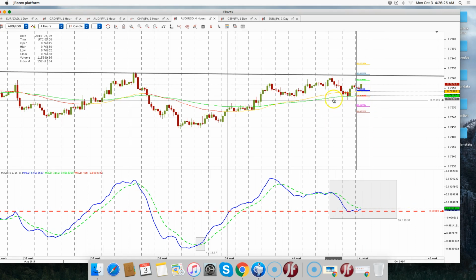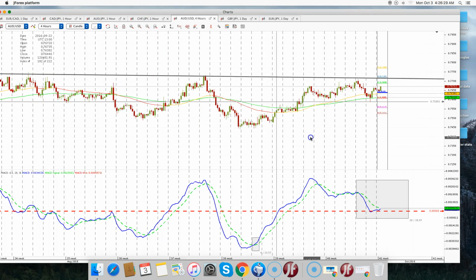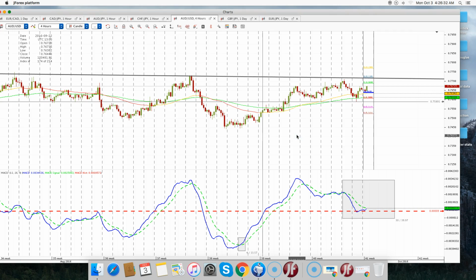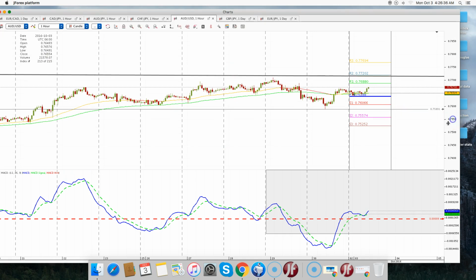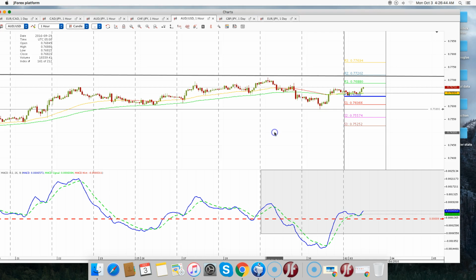I'll scroll down to the 4-hour chart, and price is above the central pivot point, above the 150 moving average line. So for today, we're looking to buy Aussie dollar. And scroll to the 1-hour chart, and this is what we're looking for. We're looking for something that all 3 time frames agree upon. They all agree that the market's in an uptrend for at least today.